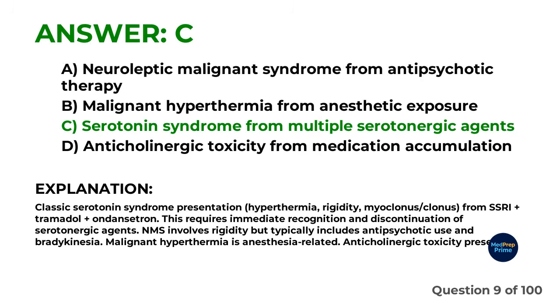Correct answer, C. Classic serotonin syndrome presentation. Hyperthermia, rigidity, myoclonus, clonus, from SSRI plus tramadol plus ondansetron. This requires immediate recognition and discontinuation of serotonergic agents. NMS involves rigidity but typically includes antipsychotic use and bradycardia. Malignant hyperthermia is anesthesia-related. Anticholinergic toxicity presents with dry skin, urinary retention, and mydriasis, not myoclonus.